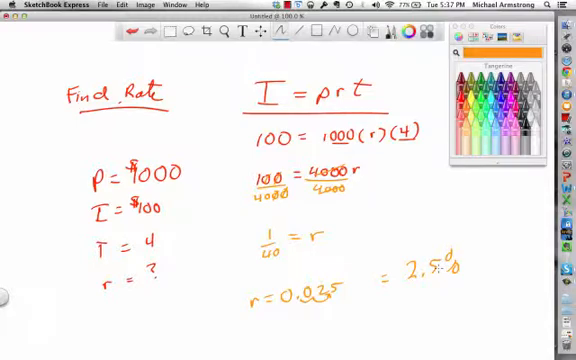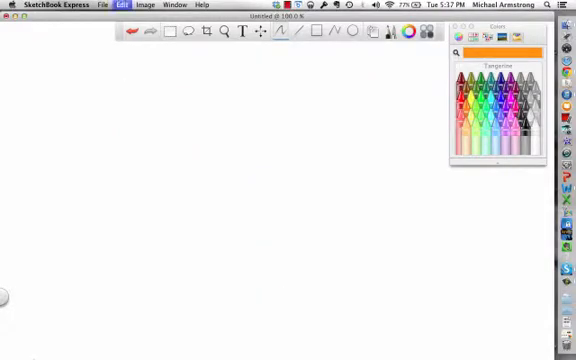That's not too bad. This is a little harder than the first problem because we have to use algebra to solve for whichever variable happens to be missing. In this case it was the rate. We're probably going to have to do that again. The next example, example number 3, is finding time. So T is the thing that we're going to be looking for.